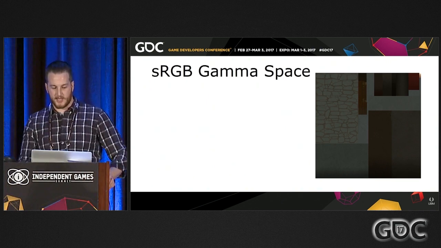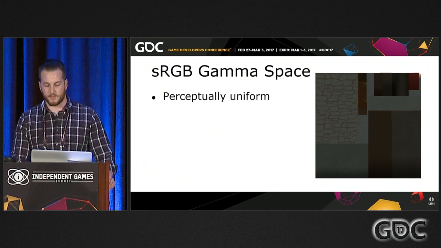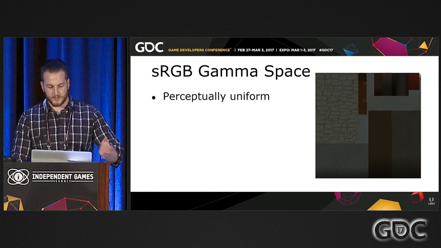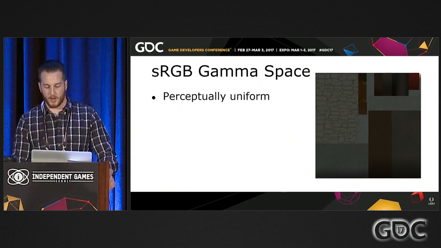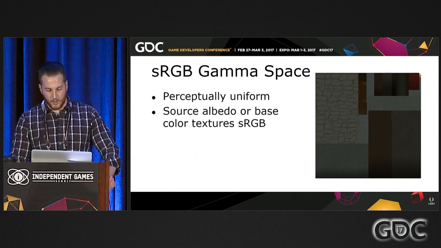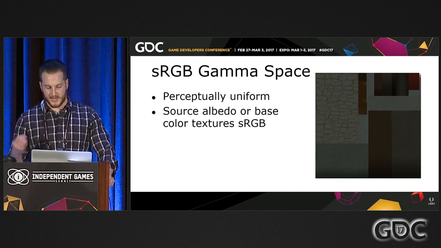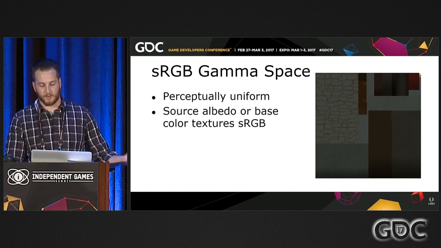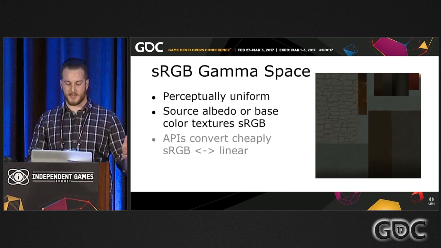So sRGB is a color space which is perceptually uniform. It's what most image editing tools, Photoshop, other image editing programs use to encode their color information. You're going to want to make sure to use your albedo textures, or your base color textures for your 3D meshes, for your backgrounds. You want all of that to be in sRGB gamma space.